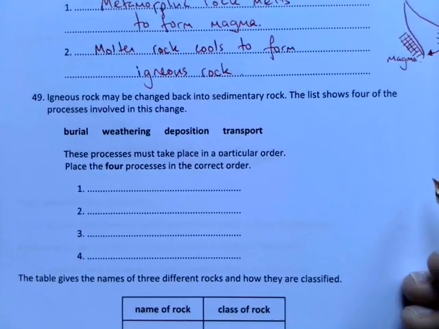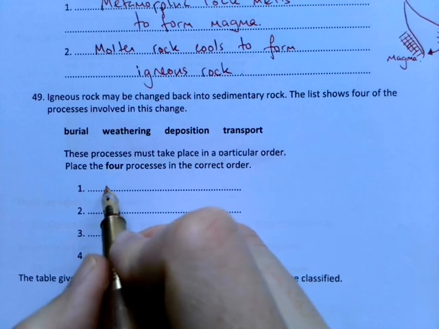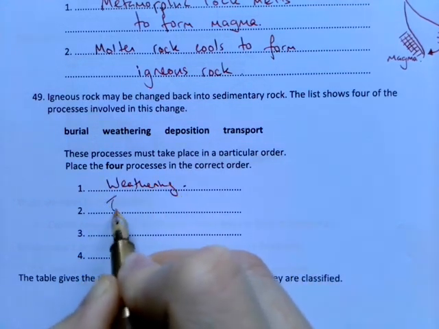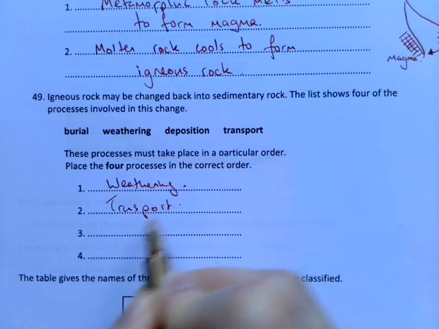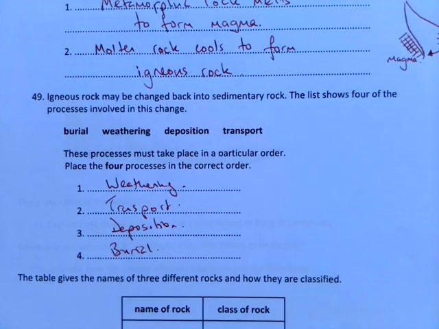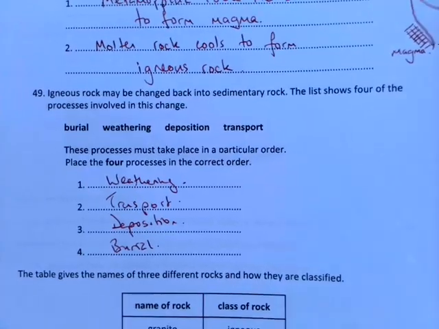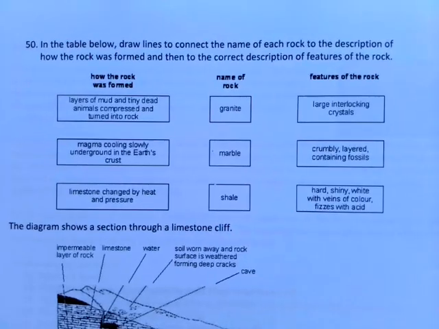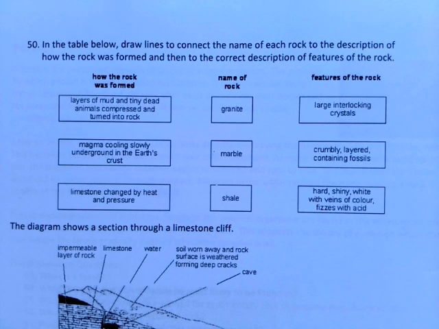Igneous rock may be changed into sedimentary rock. The list shows 4 processes involved in this change. Put them in order. Okay, this is straightforward. It's going to be weathering, transport, deposition, and burial. And then we have 3 types of rock: granite, igneous; marble, metamorphic; shale, sedimentary. And we're asked in the table below to draw lines to connect the names of each rock.